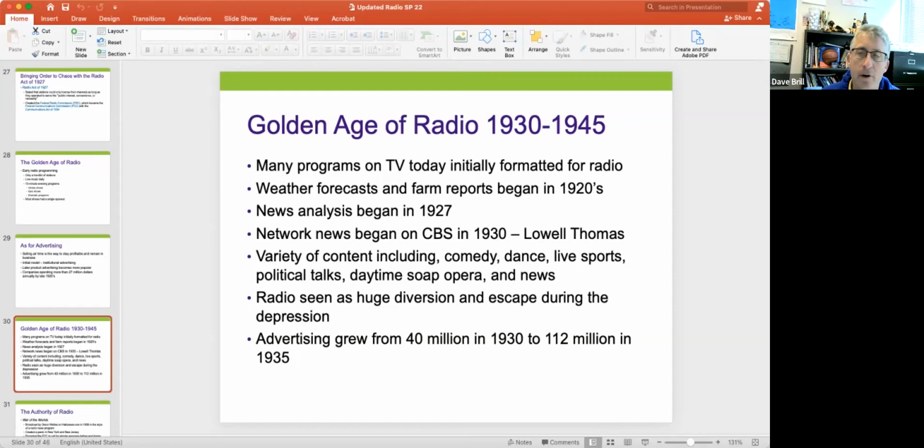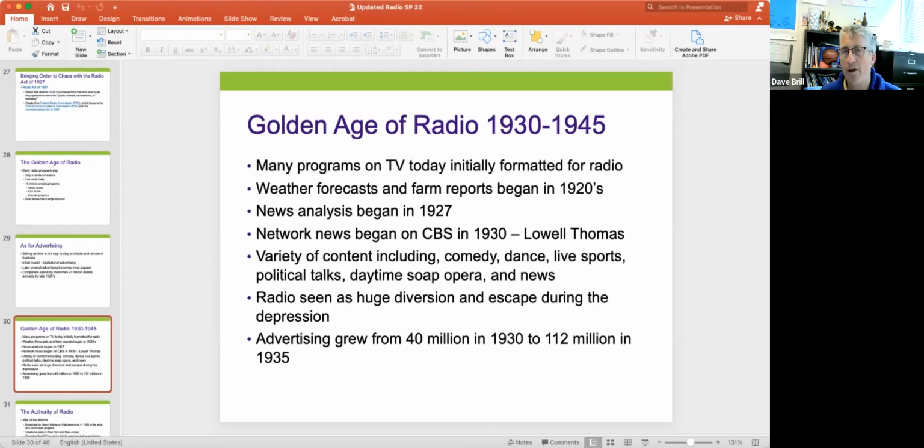Radio couldn't have come along at a better time, by the way, because in 1929, October of 1929, the stock market crashes. We get the Great Depression, and the two forms of mass media that absolutely came out glowing during this time was radio and film. Television hasn't happened yet, so you can't even include television there.